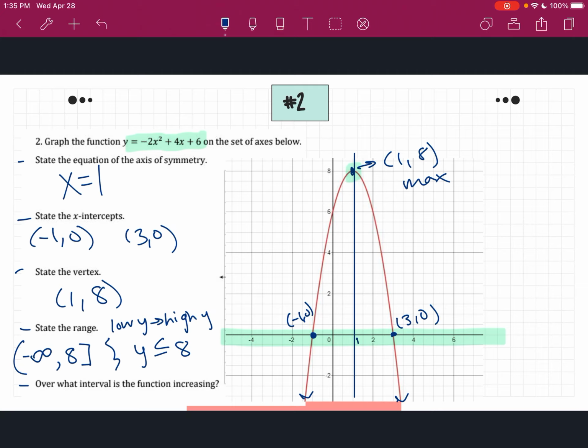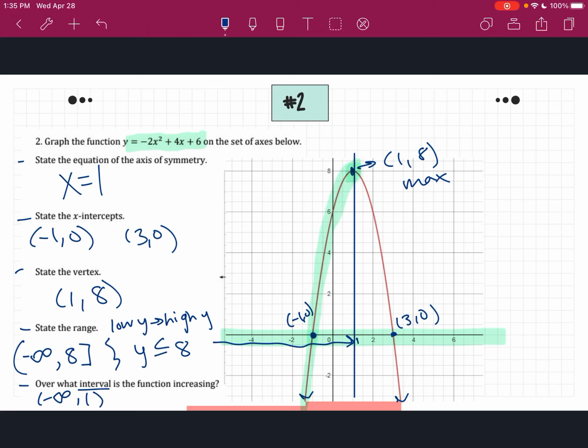And then last question, over what interval is the function increasing? Remember, we always describe intervals by the x value. So between what x values is this function increasing? Looking at our graph, we can see that it's going up here and then it stops at that vertex. So this is the only part where it's going up. In terms of the x values, all of these x values until we get to that line of symmetry are going to work. So all the negative x values, all the way from negative infinity, all the way up until 1.